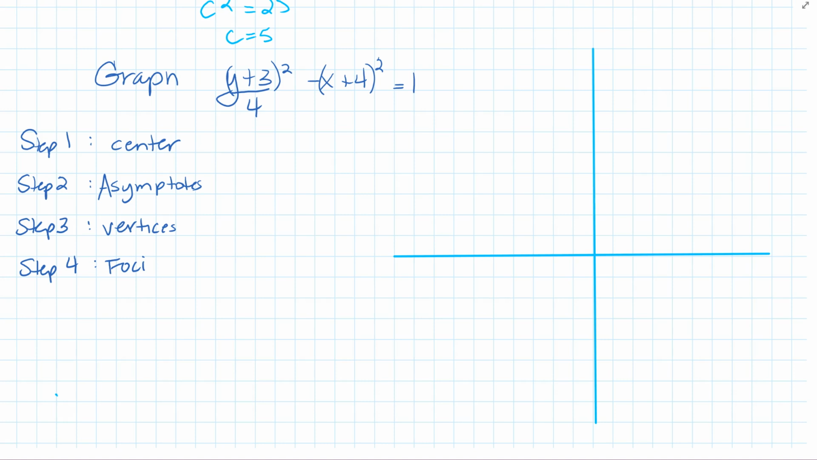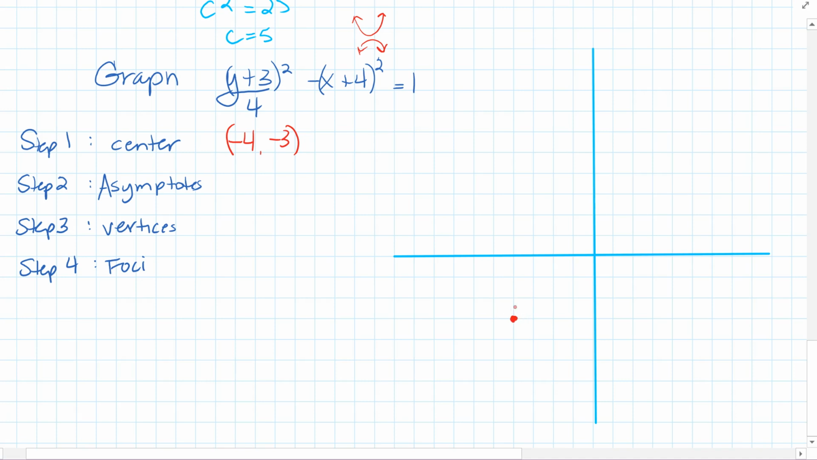Okay, now let's do one where the x is being subtracted. So it is going to be one with a vertical transverse, and you're just going to find a cute little way to remember how to do that. So here we go. We're going to do the center first. Now the center, remember, is -4, -3. So let's plot that. -4, 1, 2, 3, and down 1, 2, 3. So I've done my center.